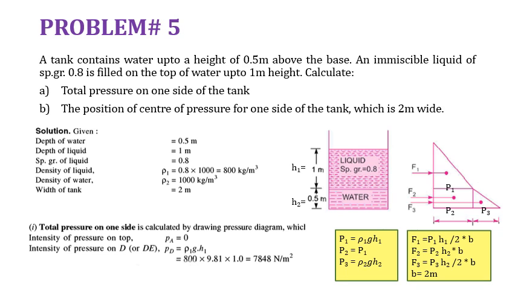So we have a container at the bottom of which we have a water layer for a 0.5 meter height, above which an oil of specific gravity 0.8 is placed for 1 meter height. So calculate the total pressure on the side of the tank and the position of center of pressure for one side of the tank, which is 2 meter wide. So the perpendicular dimension of this side of the tank is 2 meter.